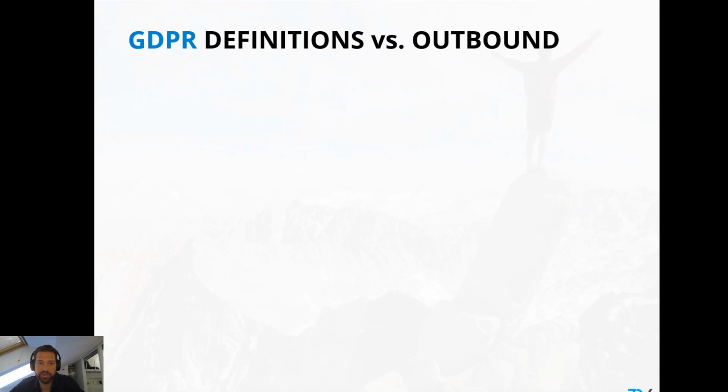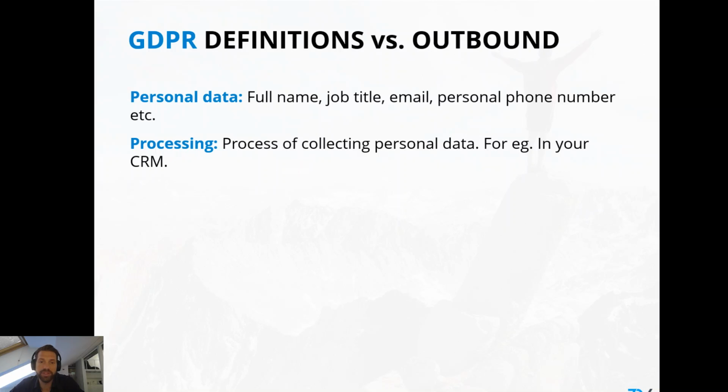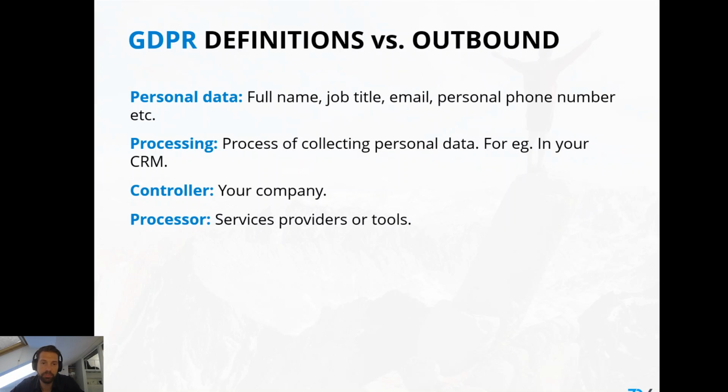A few definitions and terms that we're going to use in this module. Personal data includes anything like full name, job title, email, personal phone number, and so on and so forth. Even if it's a professional email, it is personal data. Processing means that anytime you are putting data in your CRM or on spreadsheets whatsoever, you are processing data. The controller is the company you work for. They will be called the controller.